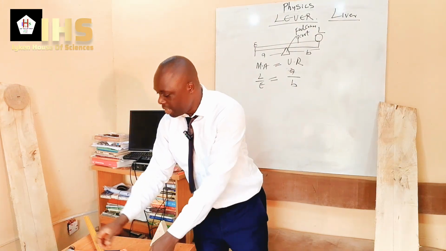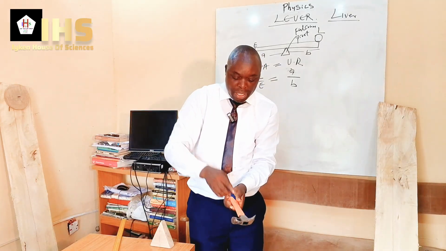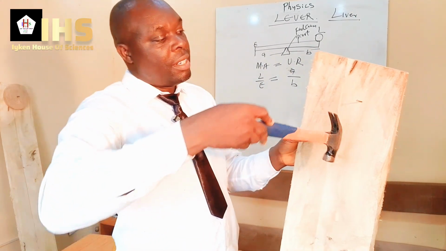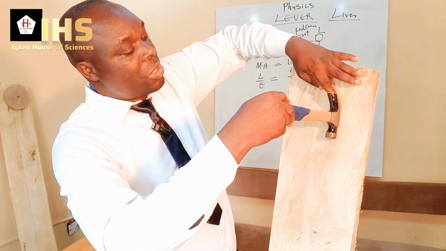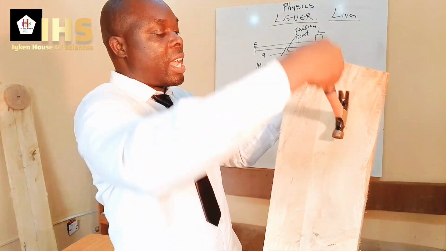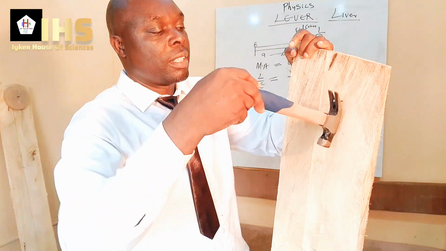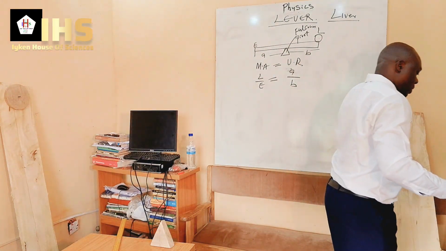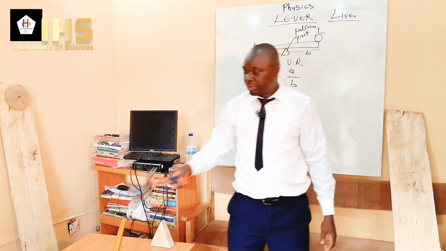Even this one here has the effort side. From here to here is the effort. And here, this is a nail. If I put it here, this is the load. Here is the effort, and here is the rotating part. If I put it here, see, rotating part. That is it. So it has the fulcrum, it has the effort, it has the load.